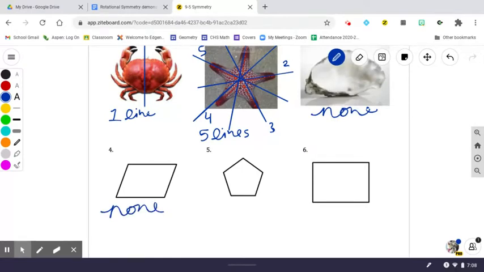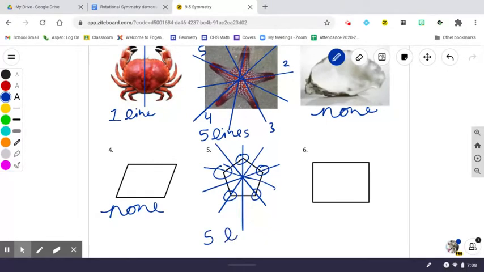This pentagon here, a 5-sided figure, there's one through this vertex. We could do one through that vertex and these sides would match up. One through this vertex, one through this vertex, and one through this. It's kind of like the starfish. There's one through each of its 5 vertices. So this one would have 5 lines.